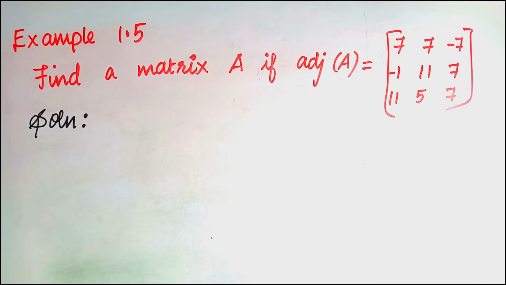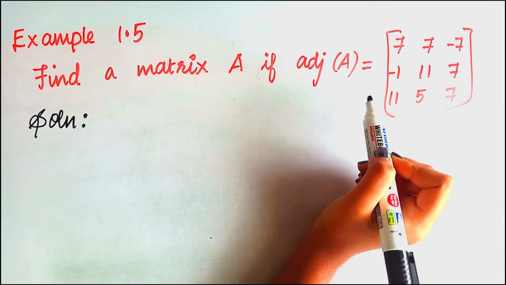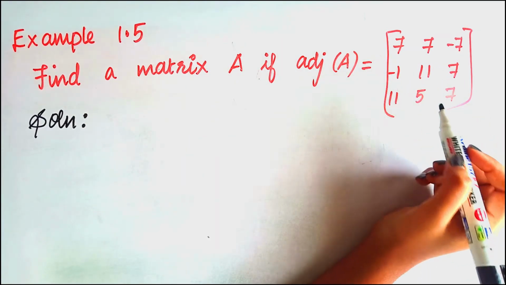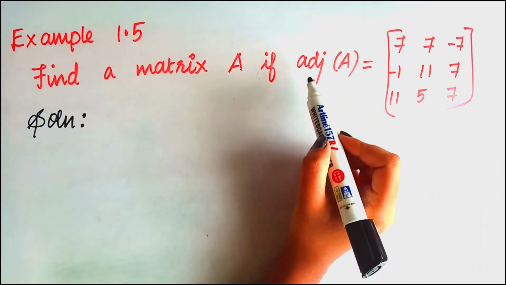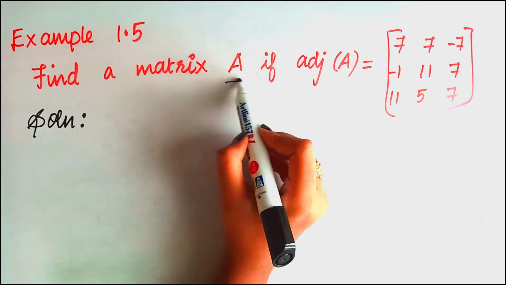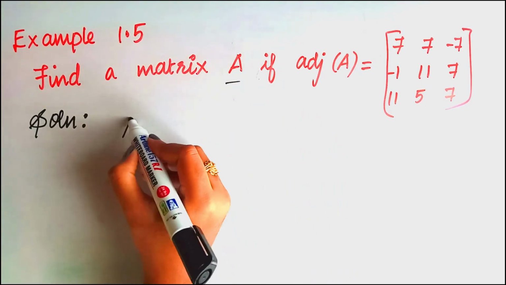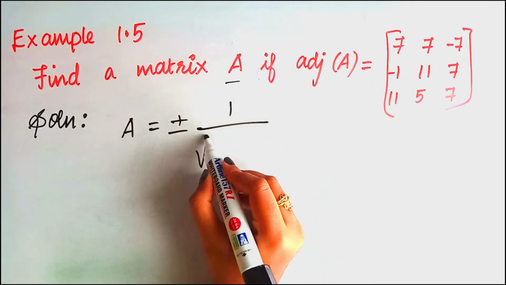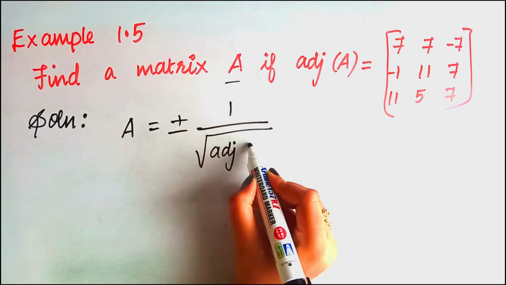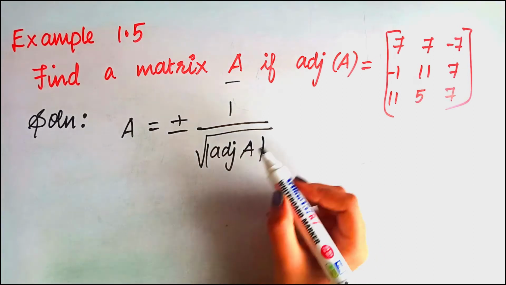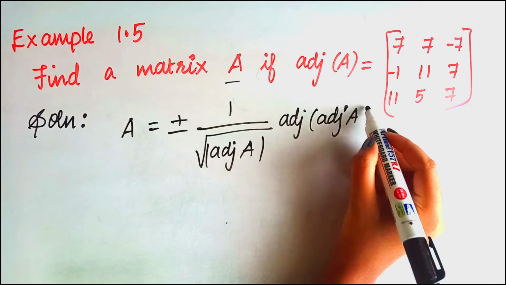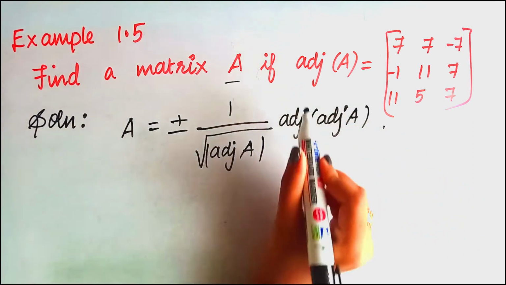Okay. Example 1.5. Find the matrix A if adjoint of A is equal to the matrix 7, 7, minus 1, 11, 7, 11, 5, 7. Here they have given the value of adjoint A, and we have to find the value of A. The formula for finding A is plus or minus 1 divided by root of determinant of adjoint A, into adjoint of adjoint A. So this is the formula for finding the value of A through adjoint A.